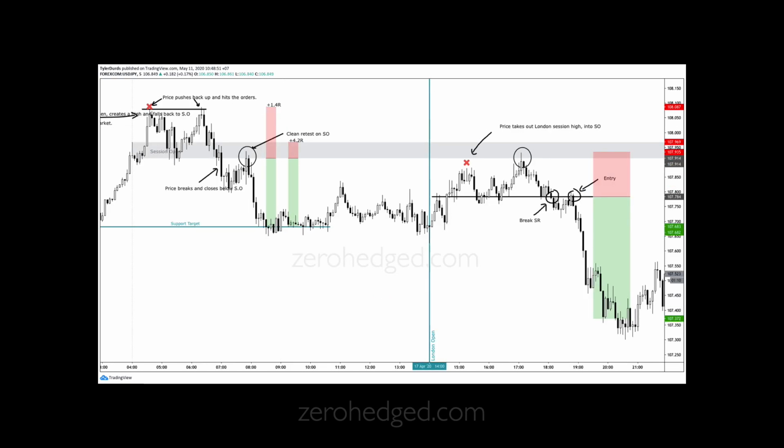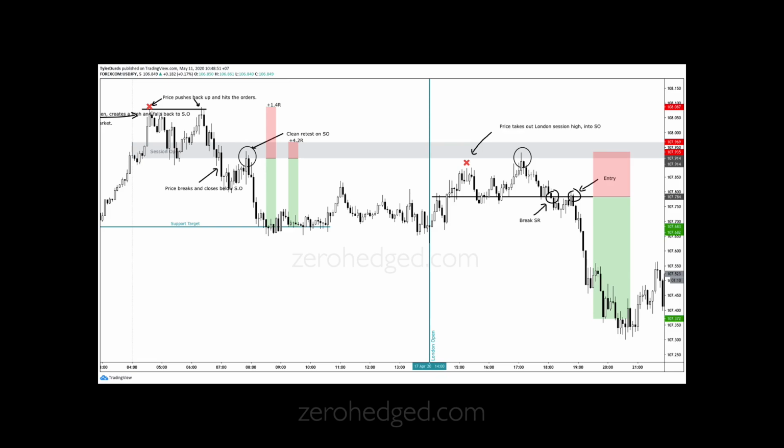And as you can see, a little bit later in the day, look what happened. Look in the middle, 2 p.m. my time, London Open. So you can see what happened. If you look to the left, it kind of broke down, didn't it? Sold off, ranged, and then when London opened, it pushed up, created a high. You can see the red X.